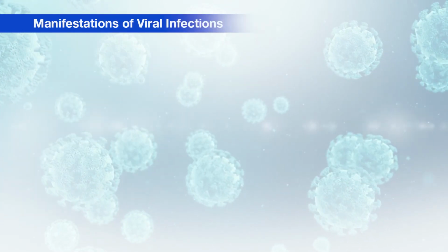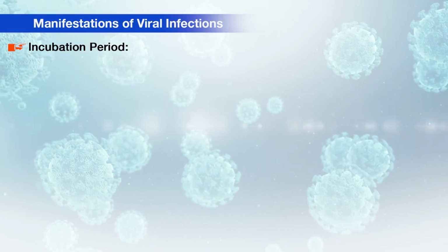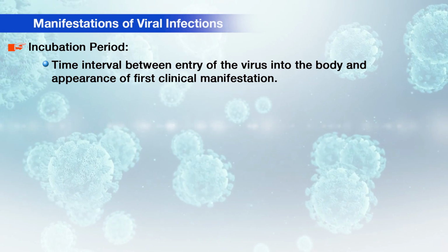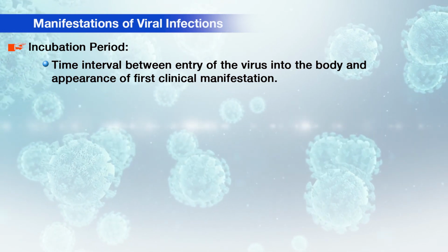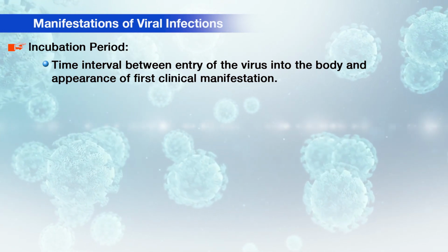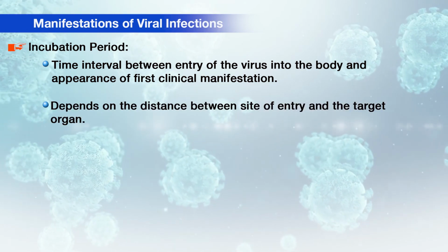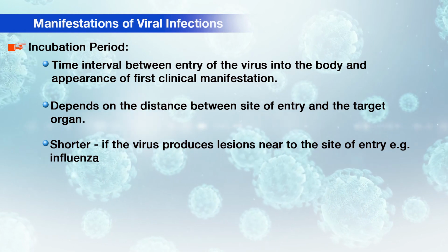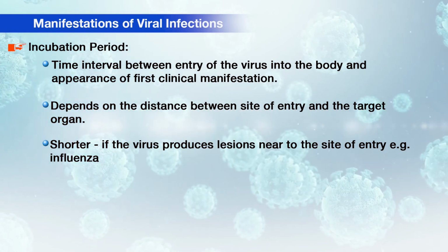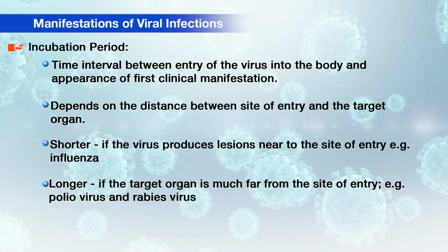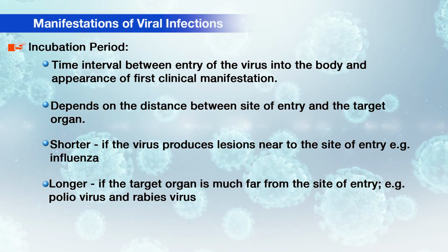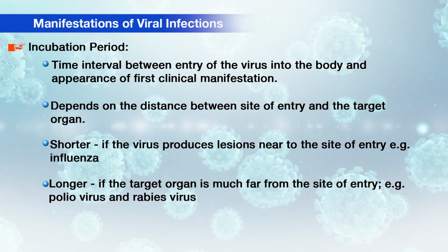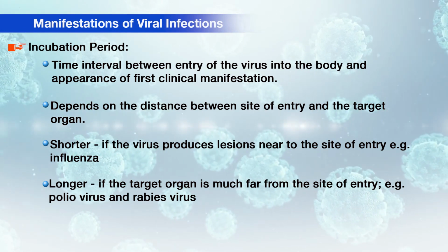Now, the manifestations of the viral infection all depend on the incubation period, from the time of entry of virus into the body and appearance of the first clinical manifestation. So, depending on the distance between the two, it could be either shorter, that means through the site of entry you see that particular lesion, or a longer incubation period, that means the target organ is away, like you see in rabies virus. The bite is in one place and the affection is elsewhere.